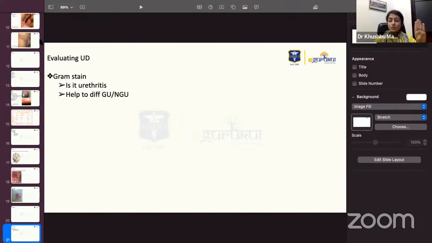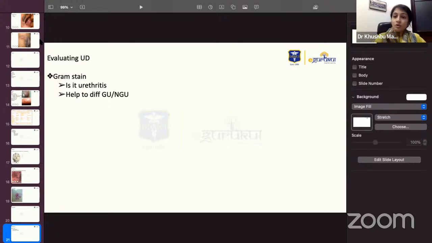Then the last thing that you do is a staining, a gram stain. In gram stain, there are two things you look for. One is presence of polymorphonuclear leukocytes, PMNs. If you have more than 5 PMNs per high power field, you label that patient as having urethritis. I still have to find out whether it is gonococcal or non-gonococcal, but the patient has urethritis or urethral discharge. Then, in gram stain, if you find gram-negative diplococci, which are present intracellularly and extracellularly, you straight away label this patient as gonococcal urethritis.